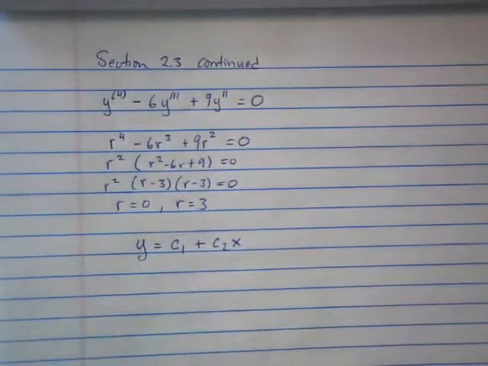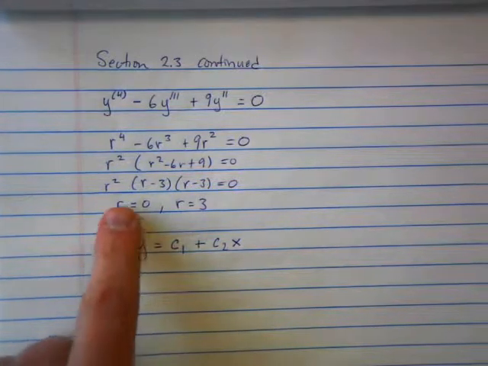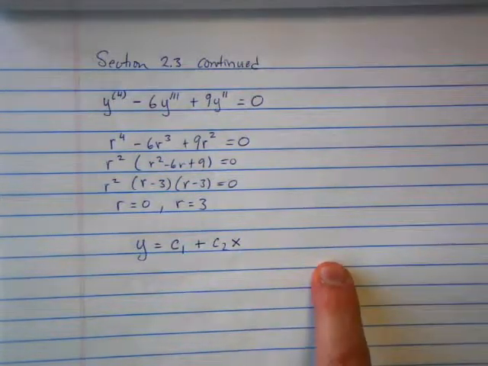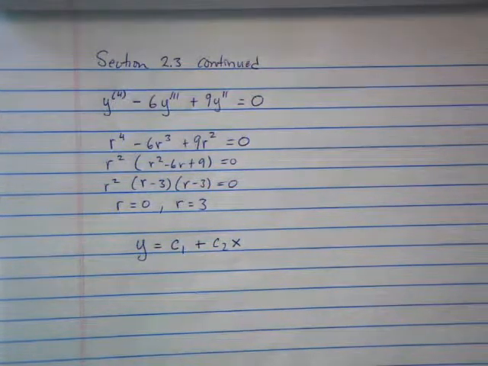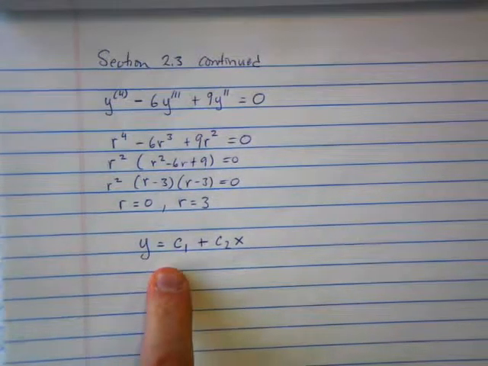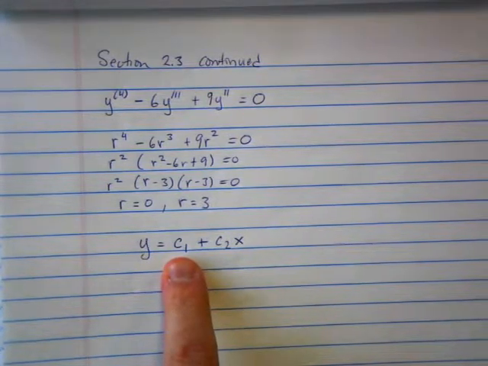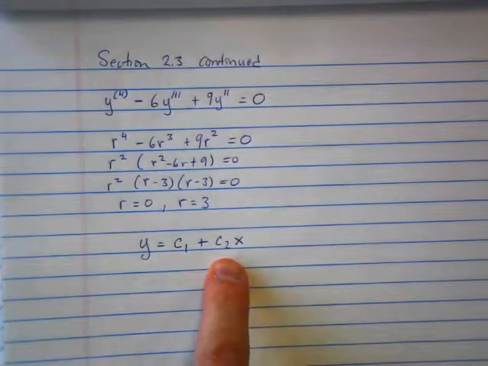Because it's repeating. Every time it repeats, you multiply by an x. So if this were an r cubed, I would have a c1, I'd have a c2x, and I'd have a c3x squared, because it repeats 3 times. I would need 3 terms for that one. In fancy math words, r equals 0 has multiplicity 2, which means it shows up as a root twice.